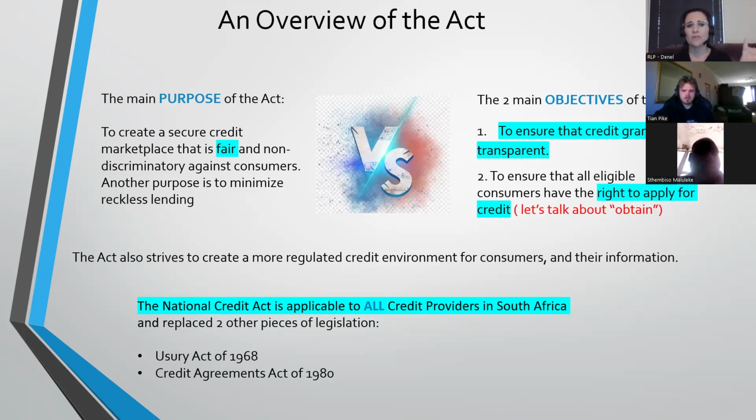They'll only say, which two pieces of legislation was replaced by the NCA? The Consumer Protection Act, the Credit Granting Scheme, the Usury Act, or the Credit Agreements Act. And you just have to identify the correct names, okay? So don't take hours just trying to remember the years. As long as you remember the name, you will be okay.